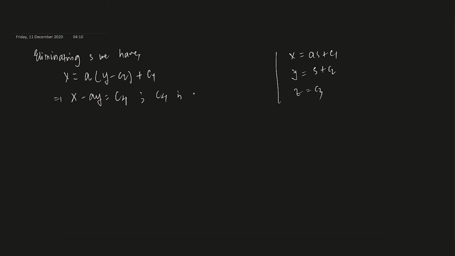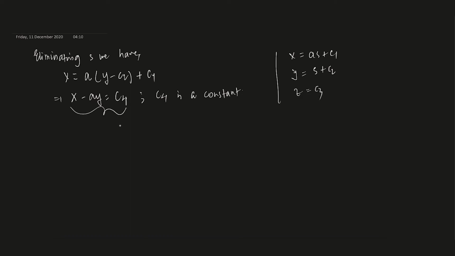C4 is a constant which obviously depends on a, but a is also a constant, so it does not really matter. So what we are getting from here, eliminating s, is x minus ay equals c4. Now what do these three equations say? You see, from these two equations we eliminated s and we got this relation.